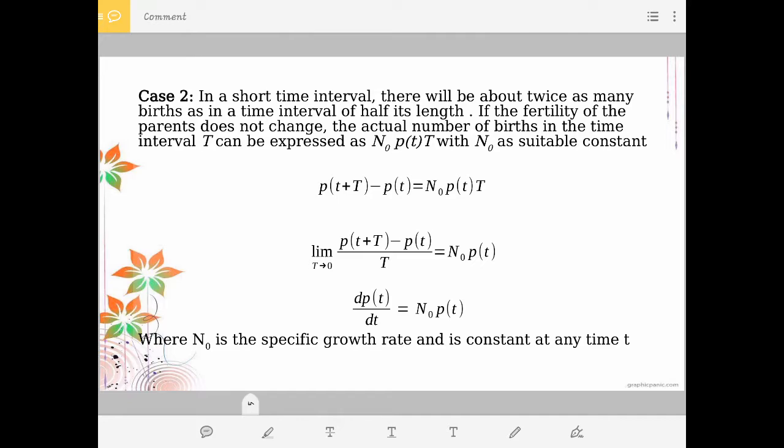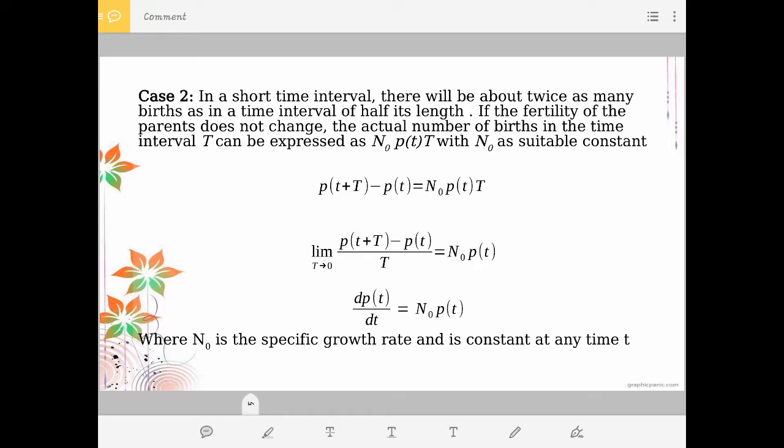Let's simplify this more. In case 2, let's say we just shorten the time interval, so that in this short time interval there will be about twice as many births as in an interval of half its length. We can say now that during a short time interval, the fertility doesn't change. So our N is now basically just a function of the population. The more parents there are, the more offspring there are. So we have that fertility doesn't change.